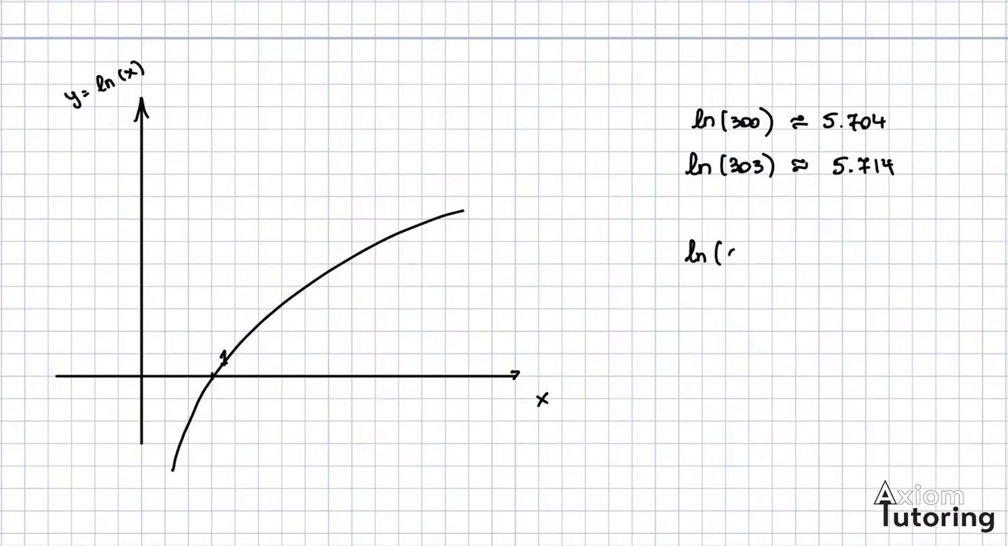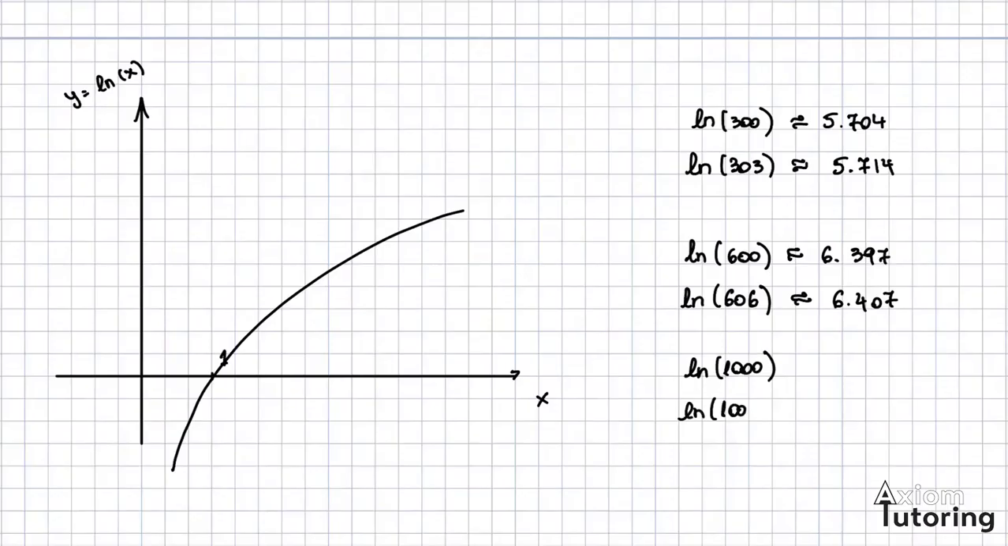Let's say ln 600, that's approximately 6.397. And let's take ln 606, which is approximately 6.407. And one last ln, let's say ln 1000 and ln 1010. So ln 1000 is approximately 6.902, and ln 1010 is 6.918. Now, what have we done exactly with all of these numbers?